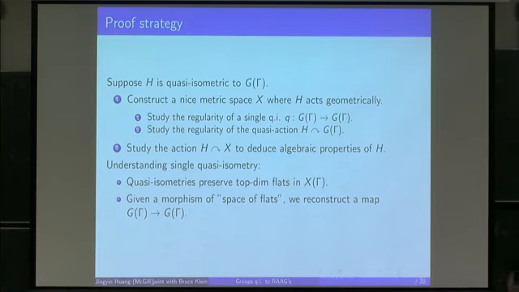Another case where this scheme appears is the mapping class group. In that case, we know the quasi-symmetry preserves the Dehn twist flats, the abelian groups generated by Dehn twists. And in this case, the space of flats is basically the curve complex, which captures the intersection pattern of the Dehn twist flats.